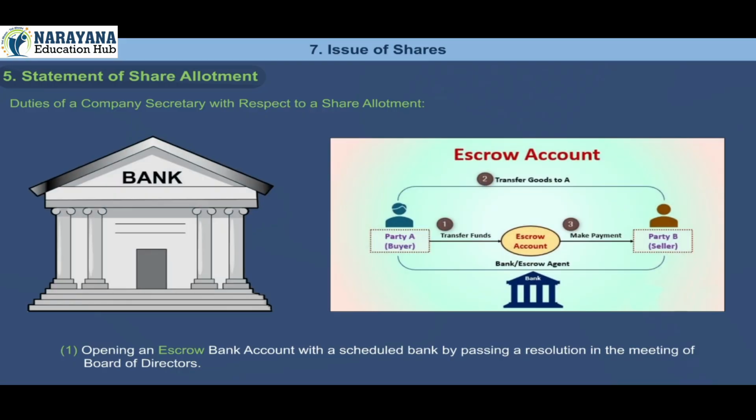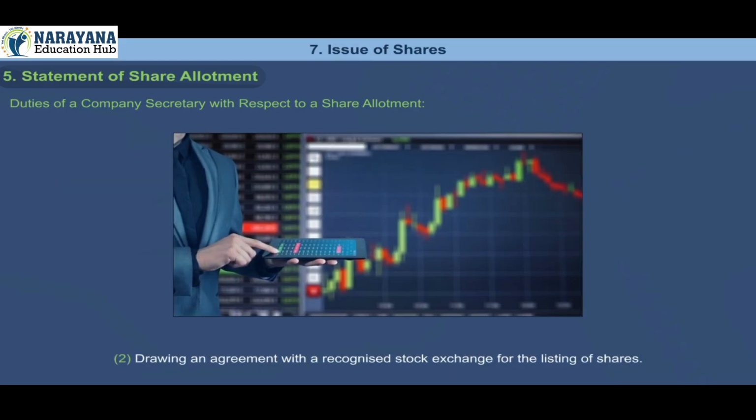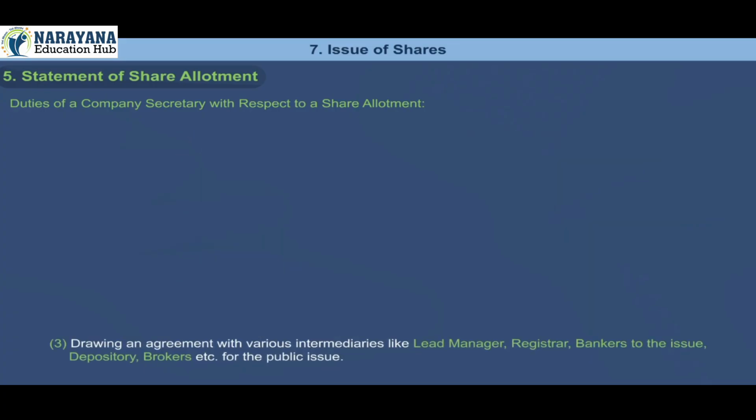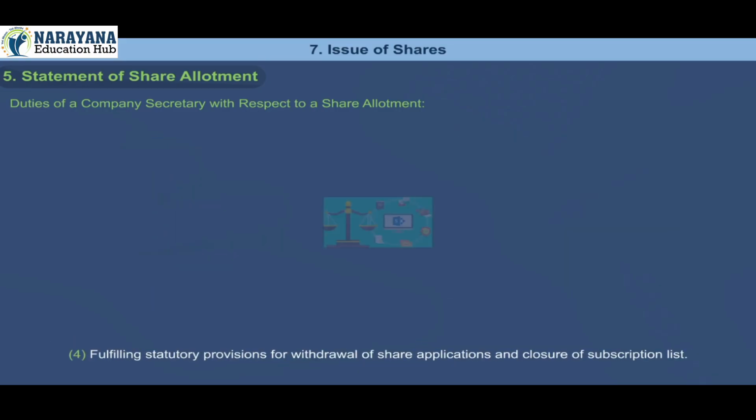1. Opening an escrow bank account with a scheduled bank by passing a resolution in the meeting of Board of Directors. 2. Drawing an agreement with a recognized stock exchange for the listing of shares. 3. Drawing an agreement with various intermediaries like lead manager, registrar, bankers to the issue, depository, brokers, etc. for the public issue.